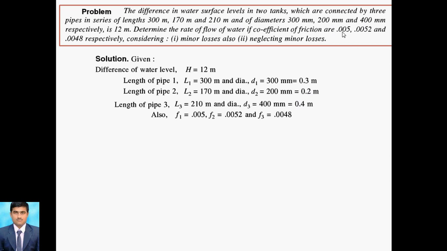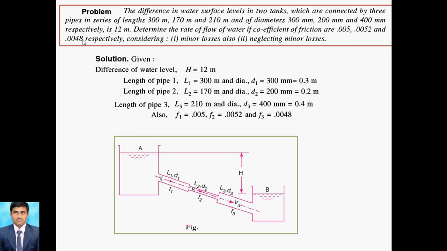And the coefficients of friction F1, F2, F3 are given: F1 is 0.005, then F2 is 0.0052, then F3 is 0.0048. We consider both cases, considering the minor losses and neglecting the minor losses. Actually, this figure is there: A and B are the two levels, separated by the difference H, and three pipes are connected here.